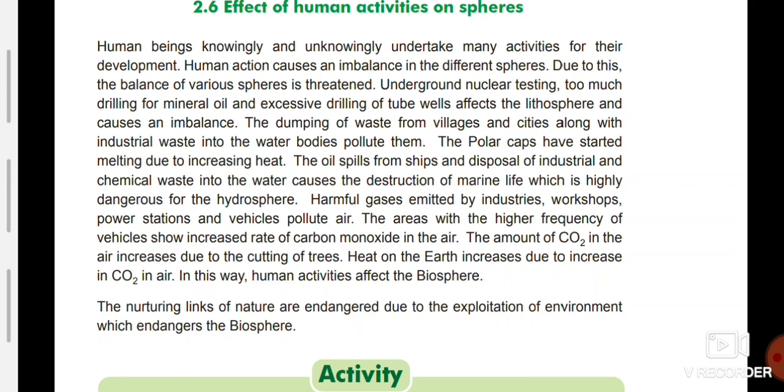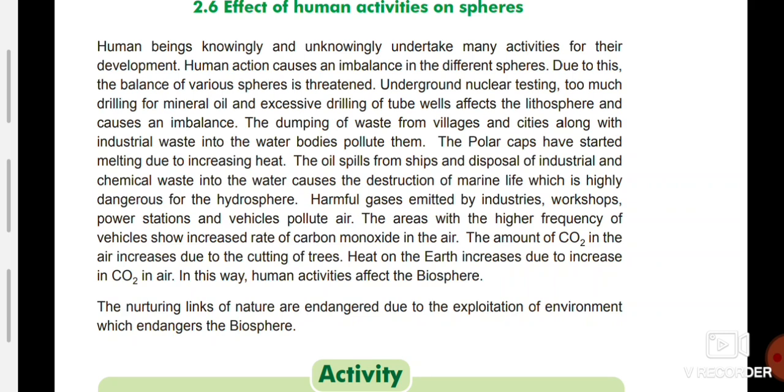Dumping of waste from villages and cities along with industrial waste into water bodies pollute them. क्या हो रहा है, आप विलेजेस और सिटीज़ के एरिया में जो इंडस्ट्रियल वेस्ट है वो जाके डंप कर रहे हो, तो वहाँ की जो वाटर बॉडीज़ है वो भी पॉल्यूट हो रही है. Polar caps have started melting. ये बहुत बड़ी वो है हमारे लिए कि पोलर कैप्स यानी कि जो ग्लेशियर्स है माउंटेन के, वो भी ग्लोबल वार्मिंग की वजह से आजकल मेल्ट होने स्टार्ट हो रहे हैं.